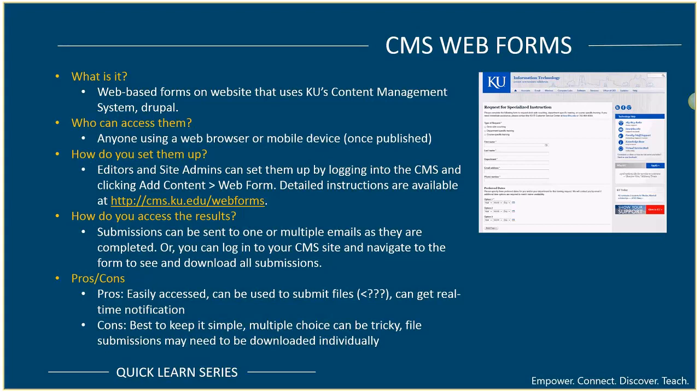To access the results, you can have them sent to one or multiple email addresses. As people submit their answers for the survey or for the web form, you can have that submission emailed to one or multiple people. In addition, editors and site owners can always go to the site, see all results, and download submissions. So it can be easily accessed by the people you want to respond to it. They just need the URL.